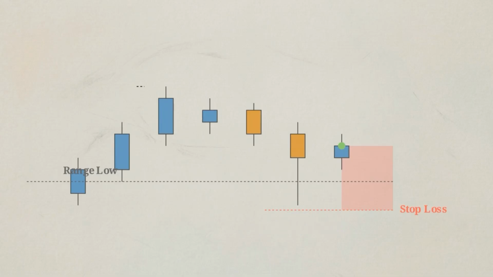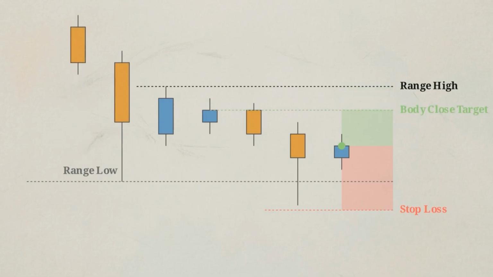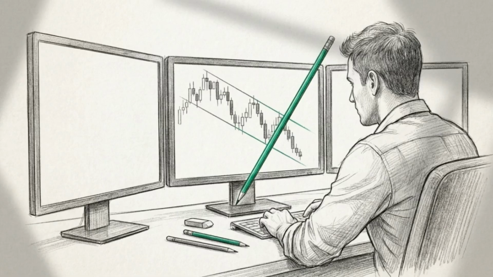Your profit target depends on the primary trend. If the overall market is bullish, set your target at the original candle range high. If the trend is bearish, set your target at the previous candle's body close to exit before the trend resumes. Adjusting your target based on the trend keeps your expectations in line with the probable flow of price action.